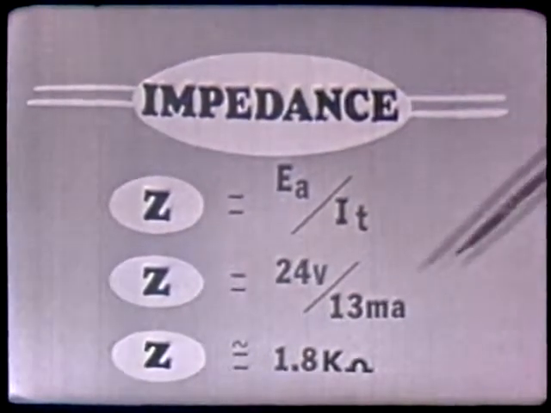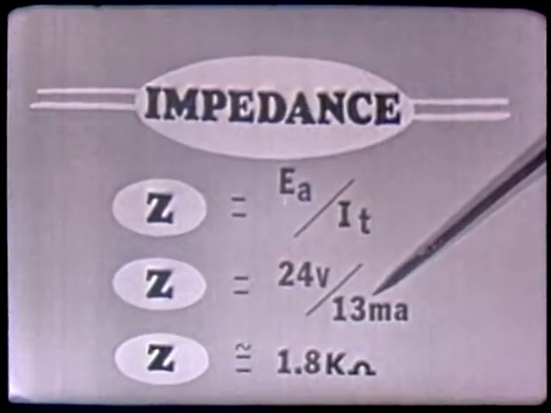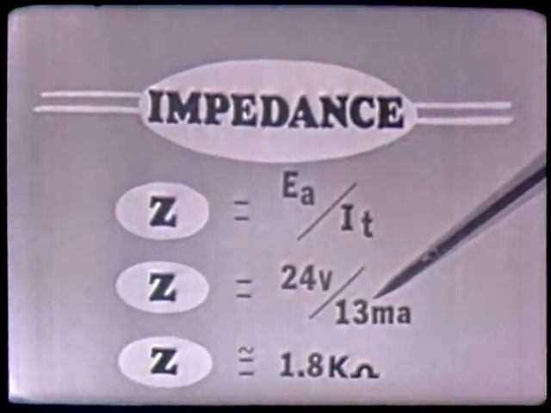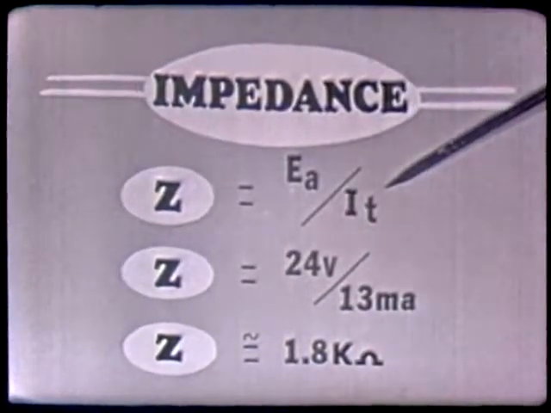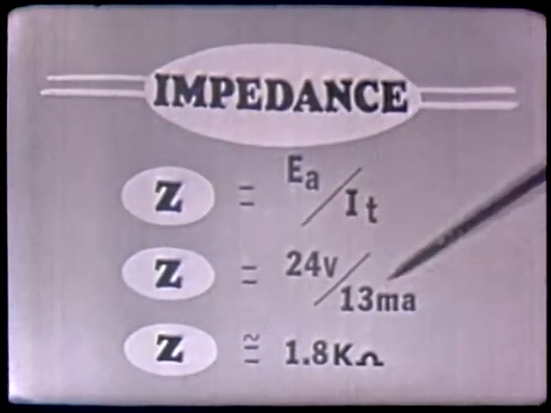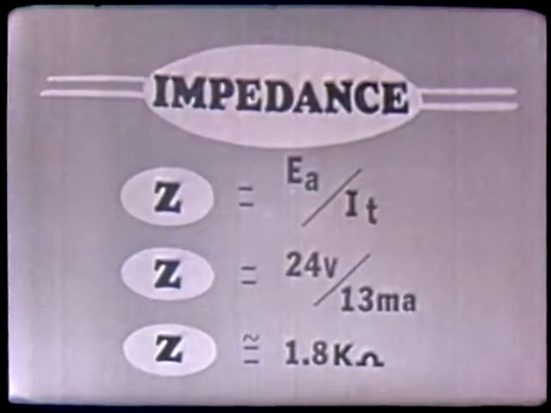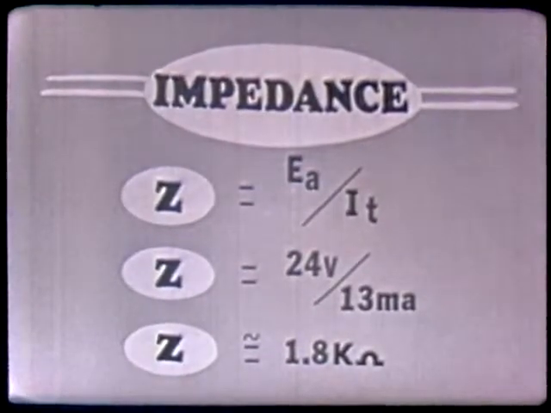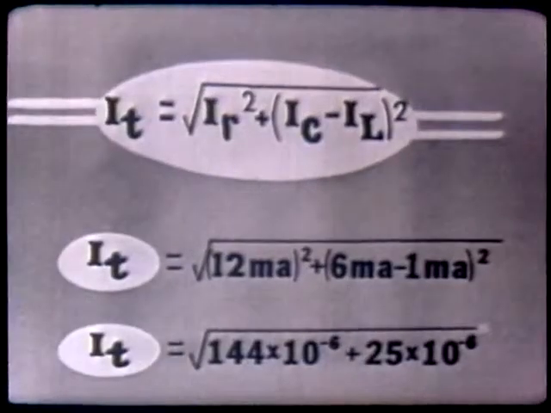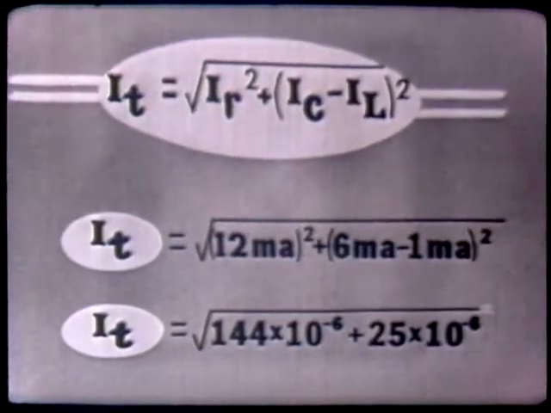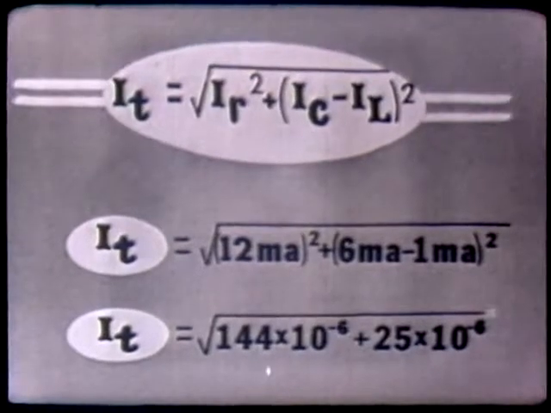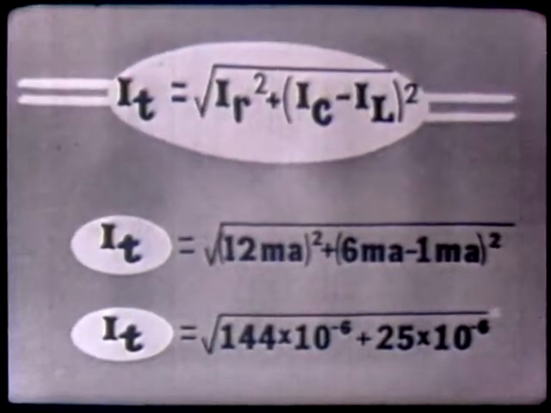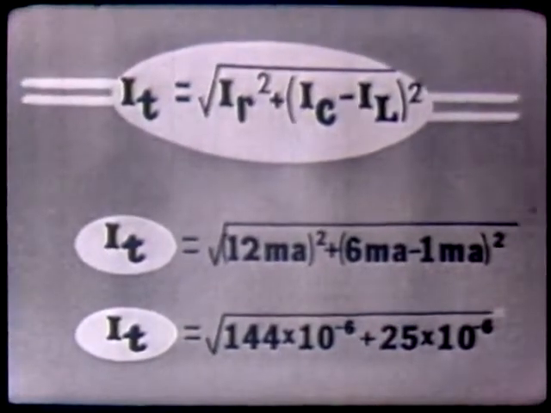Although I have chosen to solve for our total current, which is 13 milliamperes, by using a graphic solution, we can also use a much more accurate method, and that is the Pythagorean theorem in determining our total current. The Pythagorean theorem comes out this way, where IT is equal to the square root of IR squared plus the quantity IC minus IL, squared.